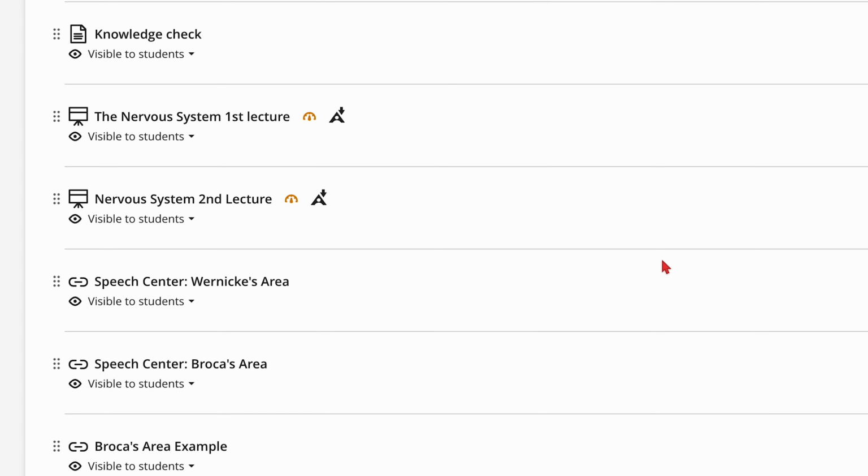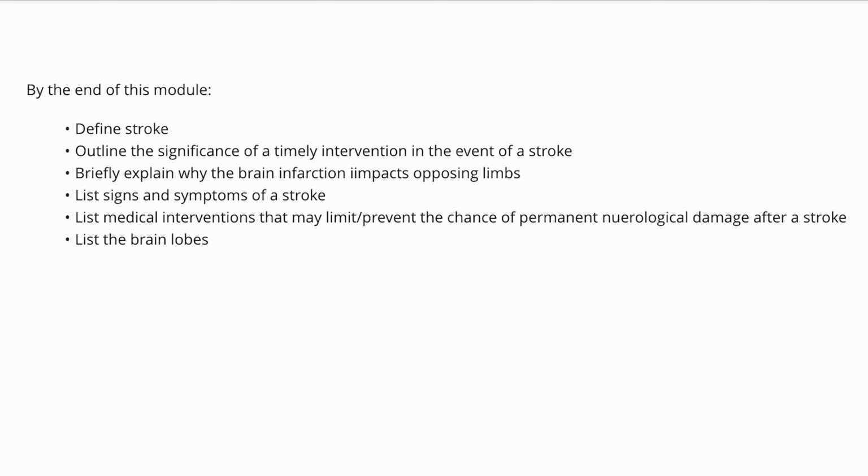Welcome to week 11. So for this week, we'll be talking about the nervous system. And so at the end of this week's short module, you should be able to define these 6 items here. So for one, you should be able to define a stroke, outline the significance of timely intervention in the event of a stroke.